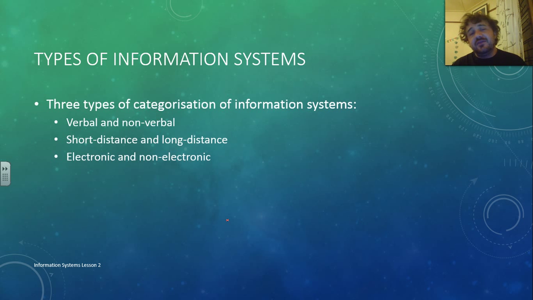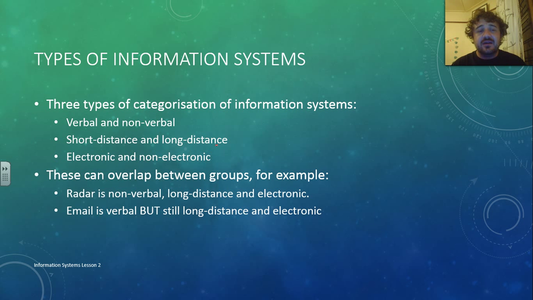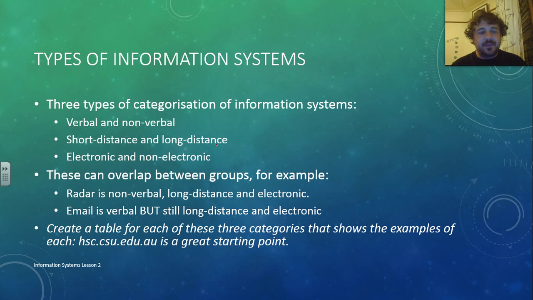All right, so types of information systems. Now, we're going to look at how we split these up into three different categories. So we've got verbal and nonverbal, short distance and long distance, and electronic and non-electronic. Now, there are overlaps between these. For example, radar is nonverbal, but it's long distance and electronic. Email is verbal because it uses language, but it's still long distance and electronic. So we can see there's that overlap.